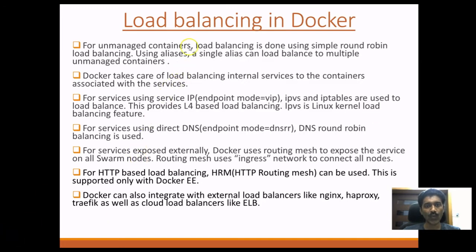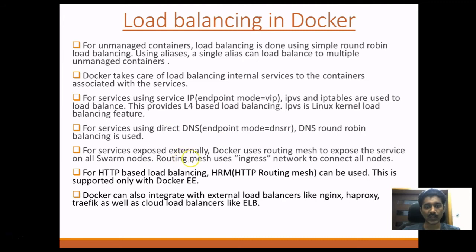Now let's talk about how load balancing is done inside Docker. For unmanaged containers, which are not services, load balancing is done using a simple round robin scheme. In the case of services, Docker takes care of load balancing the services to the individual containers. For endpoint mode VIP, Docker uses Linux features like IPVS and iptables to do layer 4 based load balancing. In the Docker Community Edition, we don't have support for layer 7 load balancing, but we can achieve it using external load balancers. With endpoint mode DNS round robin, DNS round robin based load balancing is done.